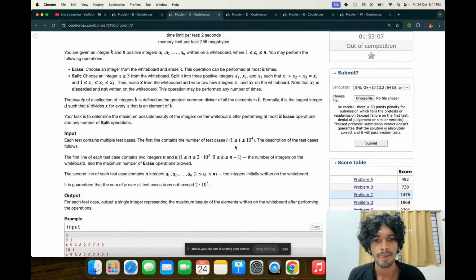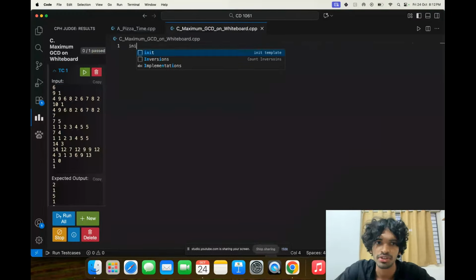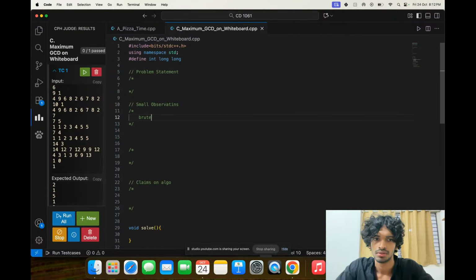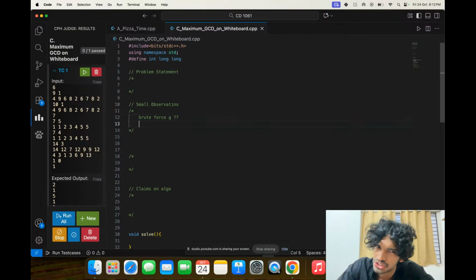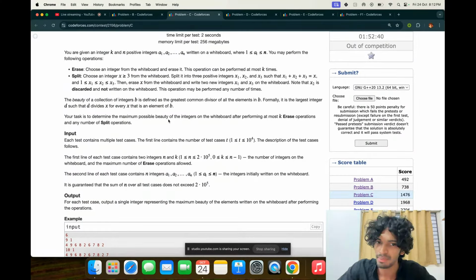Given that we can do k erasures, g is less than or equal to something, and maybe we brute force because it seems difficult, right? Maybe we brute force g.